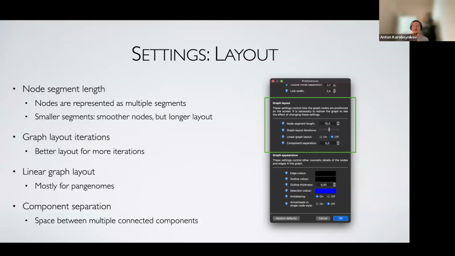There are also two different ways the graph could be laid out. The default one is no constraints. The linear graph layout tries to lay out the graph into a single line. This is a more appropriate choice for pangenomes, because then you have just multiple chromosomes with differences and so on, and you really want that straight line with bubbles of differences. Another setting is the component separation, which is just the space between multiple connected components.